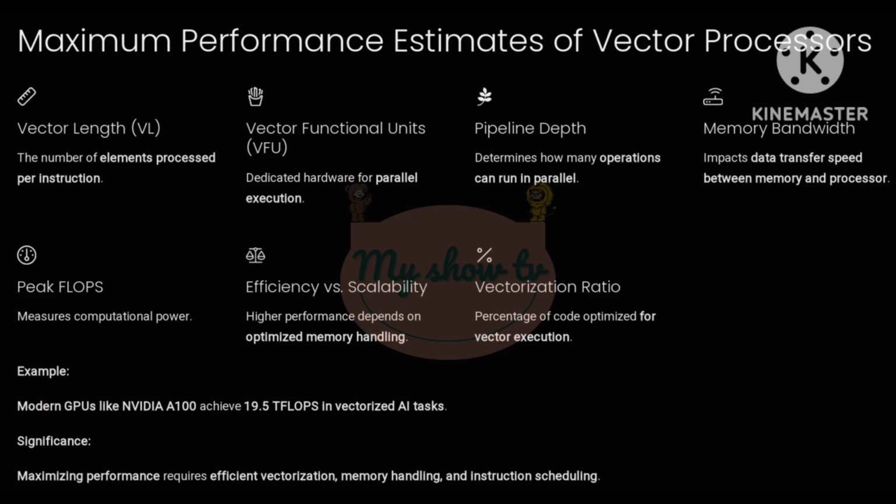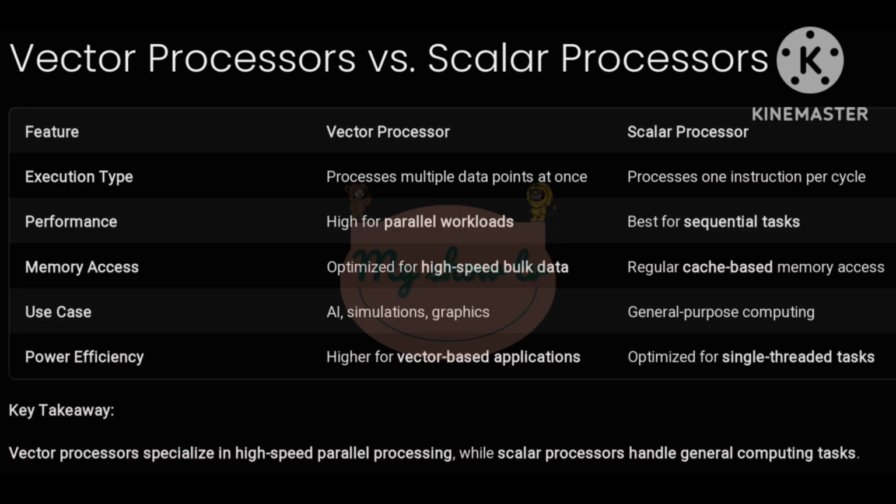Example: modern NVIDIA A100 GPUs achieve 19.5 teraflops, making them among the fastest vectorized AI accelerators. Significance: maximizing performance in vector processors requires well-optimized vectorization techniques, efficient memory handling, and effective instruction scheduling. This ensures they deliver peak performance in high-performance computing, HPC, AI training, and large-scale simulations. Slide 4. Vector processors versus scalar processors.